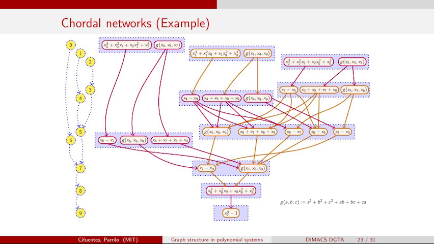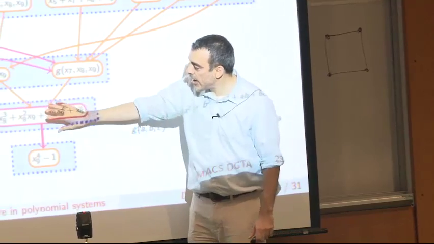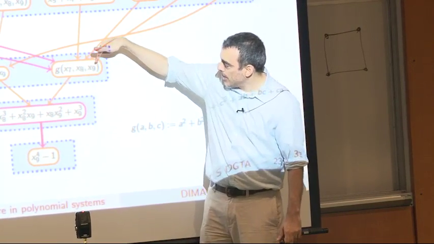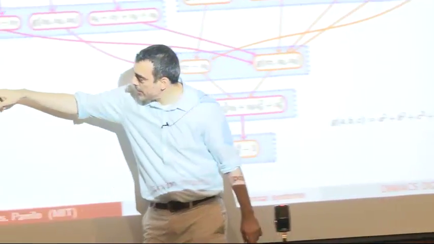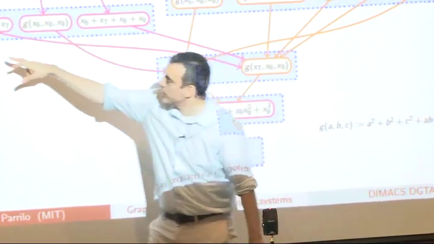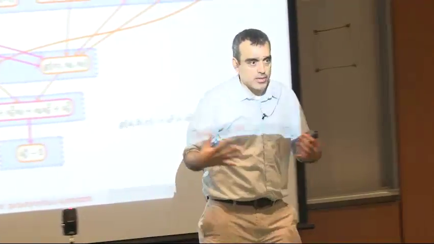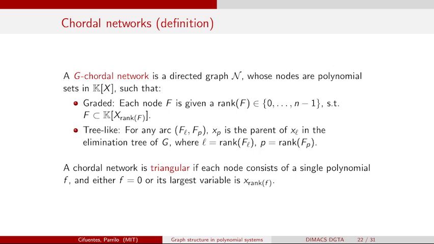The key properties are that when you look at the variables that appear in every node, the only variables that appear in one of these things are all the variables that are in the corresponding maximal clique. So 7 will only contain variables 7, 8, and 9. 6 will only contain variables below on the tree. So there's a nice structure in here. And that's exactly what the definition formalizes. Again, let me highlight the important things.